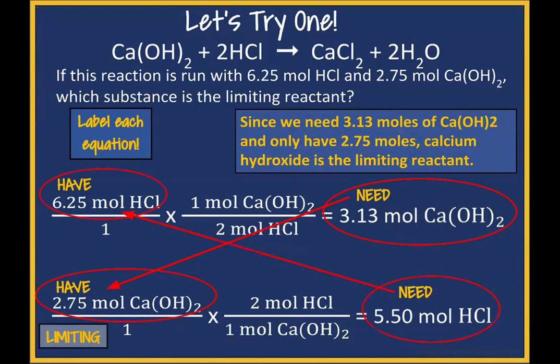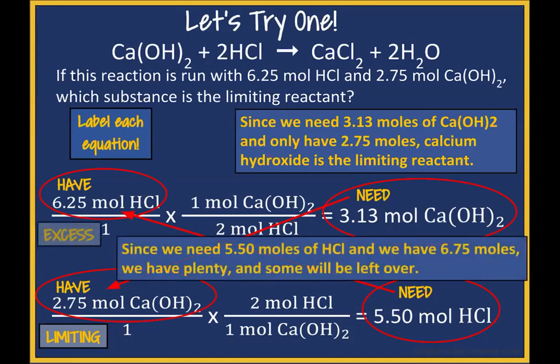That means since we need 5.5 of HCl and we have more than that, that's going to be the excess. Okay, we have some left over. Since we need 5.5 moles of HCl and it says 6.75, but really it's 6.25, we have plenty and some will be left over. So that means the HCl, the hydrogen chloride, is the excess and the calcium hydroxide is the limiting.